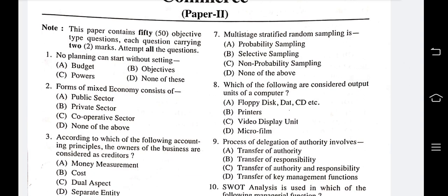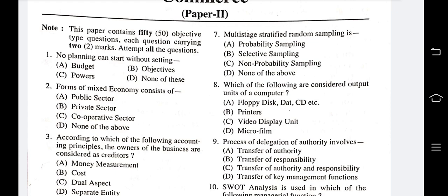Next is number 7. The question is: multi-stage stratified random sampling is what sampling? Probability sampling, selective sampling, non-probability sampling, and none of these. Your answer is probability sampling, because multi-stage sampling divides a large population into stages to make the random sampling process more practical. It is a method of sampling that involves the division of a population into smaller subgroups. Groups are known as strata.